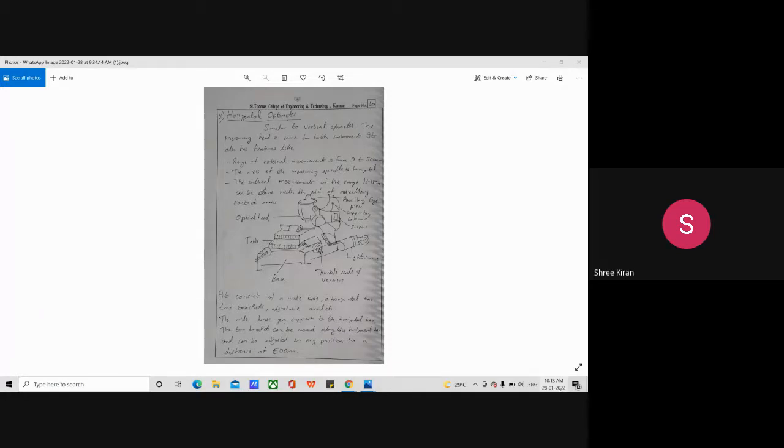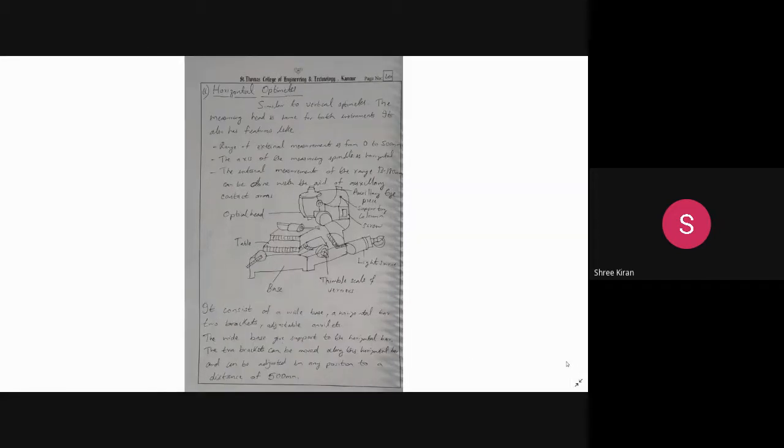Then the adjustable anvil is supported on the left hand bracket. Then the object to be checked is placed on the rotary table, which can be adjusted in any direction, so that the object can be checked on it.